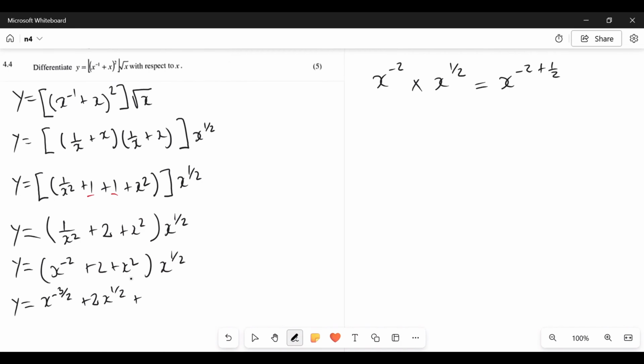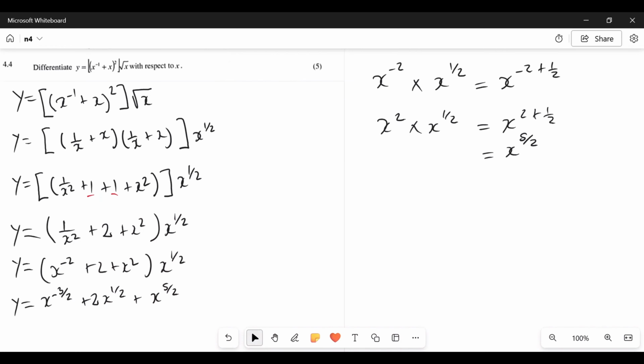And then we do the last term here. We have x squared multiplied by x to the power of 1/2. Again, let's do it here. X squared multiplied by x to the power of 1/2. Remember, the base are the same. The exponent must add. So we have x to the power of 2 plus half. So this here is going to give us x to the power of 5/2. So we're going to write x to the power of 5/2.